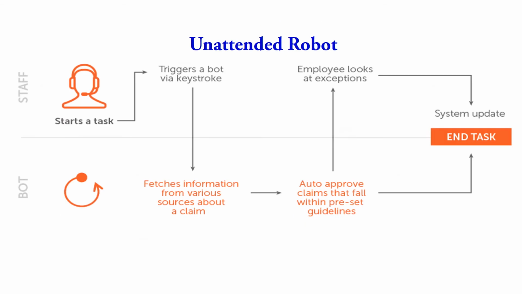Next one is the unattended robot, where the staff triggers a bot via keystroke. Then the bot fetches the information from various sources about a claim and auto approves the claims that fall within preset guidelines and ends the task. So in between, the employee looks at the exceptions, and the system update can be done by the staff too. So there are two major types, attended and unattended robot.